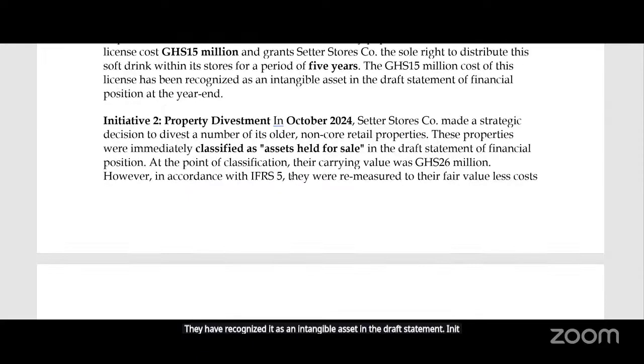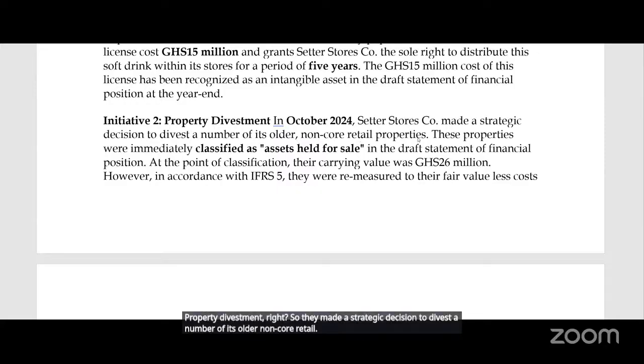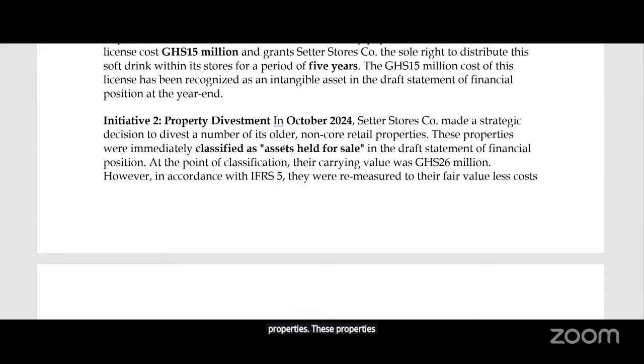Initiative 2, property divestment, right? They made a strategic decision to divest a number of its older non-core retail properties. These properties were immediately classified as assets held for sale. So the whole thing is that if you are not even sure of at least the basics, like the recognition criteria, you must know it so that you can support it with the question that you are talking about, right?